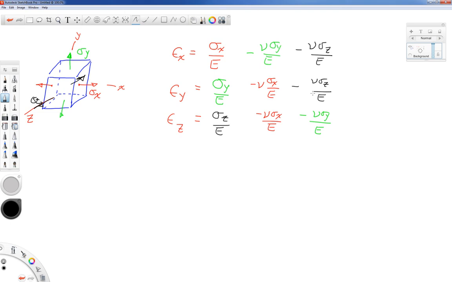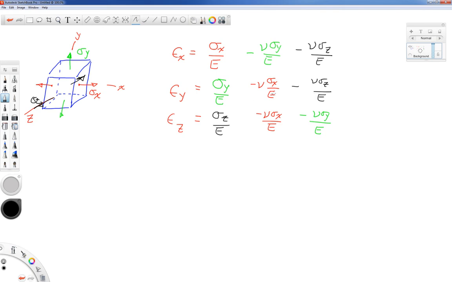Now, we talked about applying these in three different directions independently. If we were to take this cube of material and apply all of these things at the same time, then we'd have extensions and contractions from the other stresses. They would add or superimpose upon each other to give this set of equations that I have here.